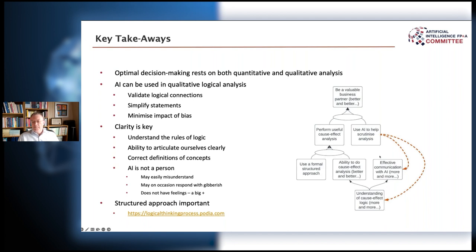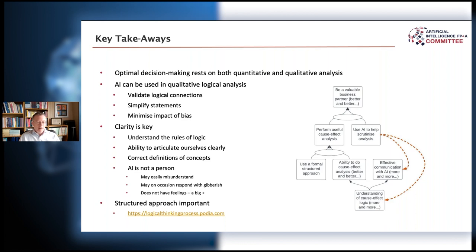But using the AI is going to really help us improve our logic. And the more we improve our logic, the more effective we become in communicating with the AI. So this is the virtuous cycle that we will get out of it. The AI will help us to think more clearly, and thinking more clearly will help us in communicating with AI and getting better analysis and better decisions out of it.